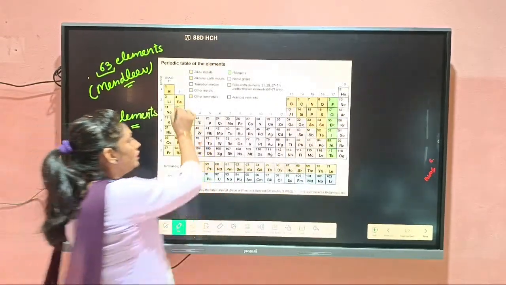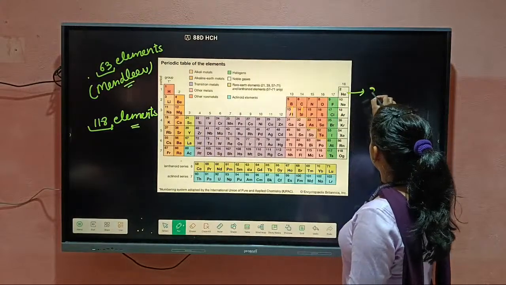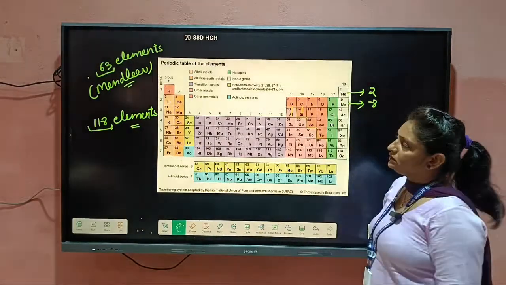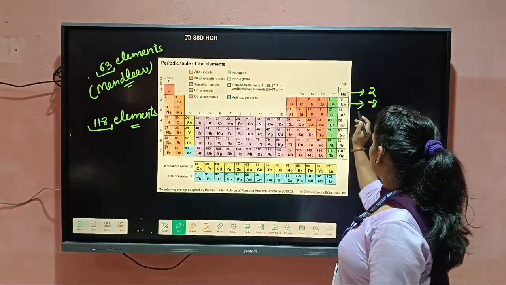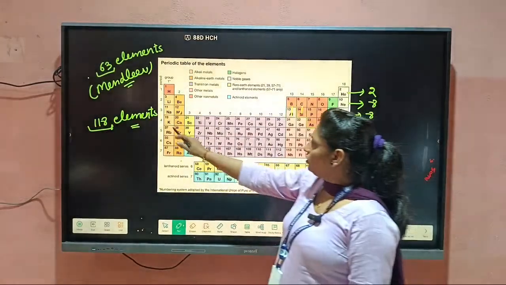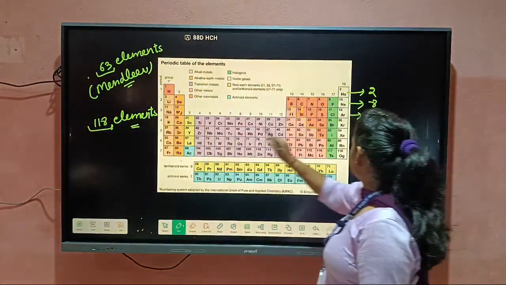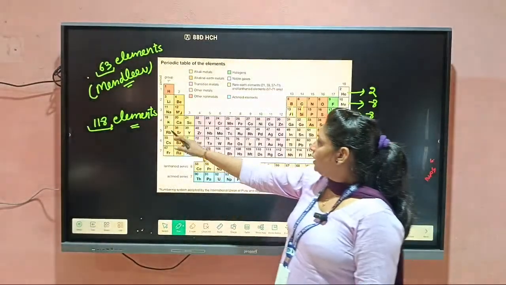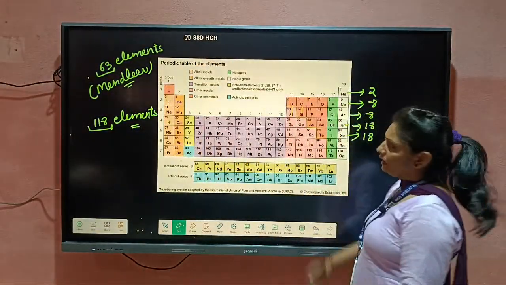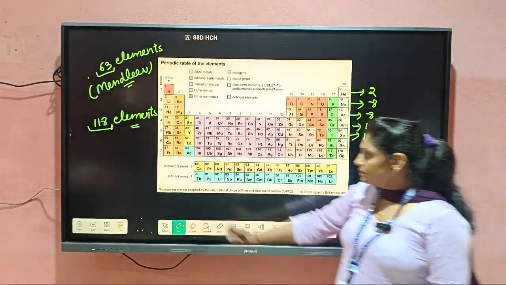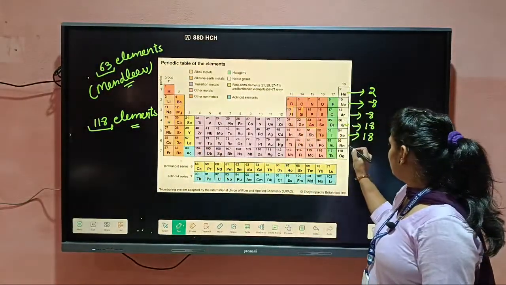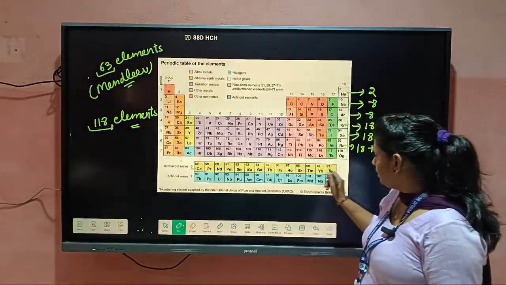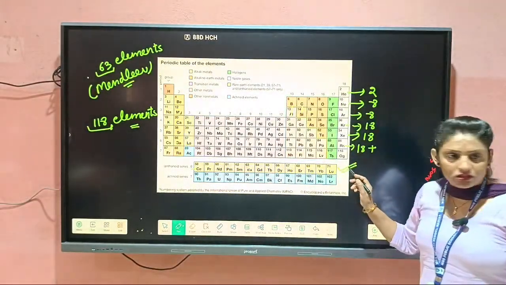In the first period, there are only 2 elements. In the second, from lithium to neon, there are 8 elements. And in the third period, there are also 8 elements. In the fourth, from potassium to krypton, there are 18. And in the fifth period also, there are 18 elements. But in the sixth period, there are a total of 18 plus we will include this lanthanoid series. This one series we will also include in the sixth period.